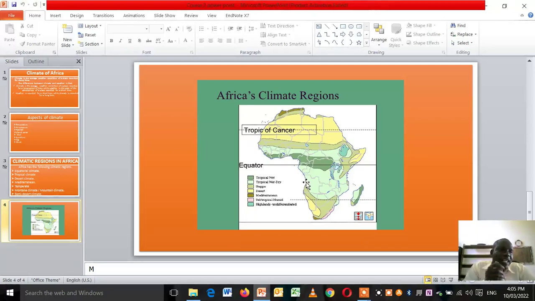Then the other characteristic of equatorial climate that you can talk about is the type of rainfall received by this area. You can say that convectional rainfall is received in areas that experience equatorial climate. Then lastly, you can say that these areas experience high temperature, which ranges from 24 degrees Celsius to around 27 degrees Celsius. Which areas in Africa experience equatorial climate?